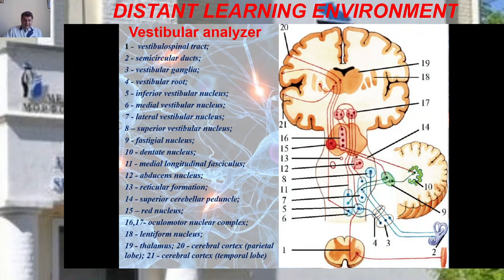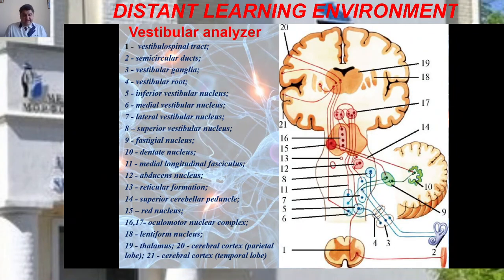The fibers to the cerebellum pass through its inferior peduncle. This path is called the vestibulocerebellar tract. There are also fibers running in the opposite direction, from the cerebellum to the vestibular nuclei. As a result, a close connection is established between them, while the nucleus fastigii of the cerebellum becomes an important vestibular center. The nuclei of the vestibular nerve are connected with the spinal cord through the vestibulospinal tract.